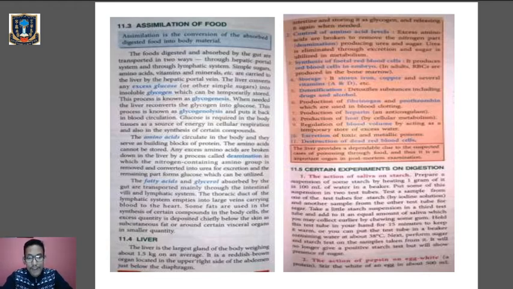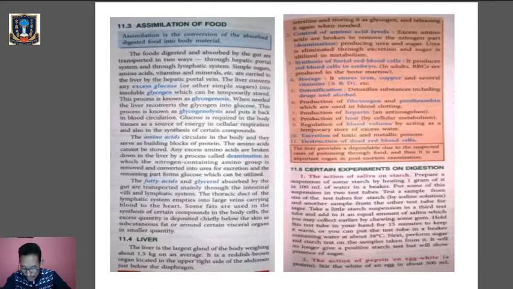Now fatty acids and glycerol, which are the end products of fat digestion, are absorbed by the gut and transferred to the intestinal villi and the lymphatic system. Clear? Fats are used in the synthesis of certain compounds in the body cells, and the excess quantity is deposited chiefly below the skin as subcutaneous fat, or around certain visceral organs in a smaller quantity.